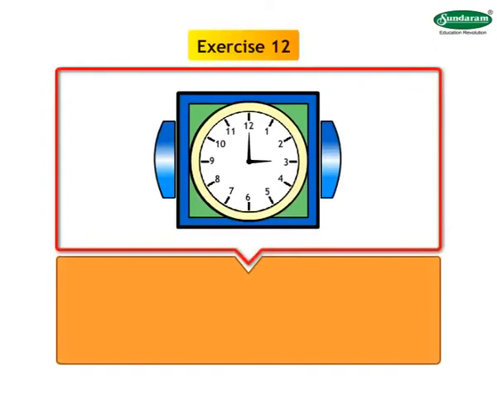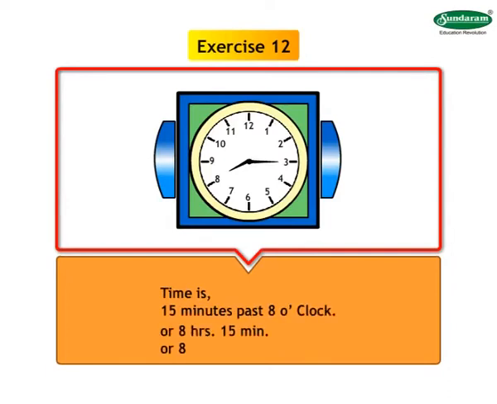Based on the calculations learned for measuring time, let us solve one example. Exercise 12. The long hand or minute hand is on 3. Thus, minutes is equal to 5 into 3 is equal to 15 minutes. The small hand or hour hand has moved a little past 8. So it is 8 hours. Thus, the time shown in the clock is 15 minutes past 8 o'clock, or 8 hours 15 minutes, or 8:15.